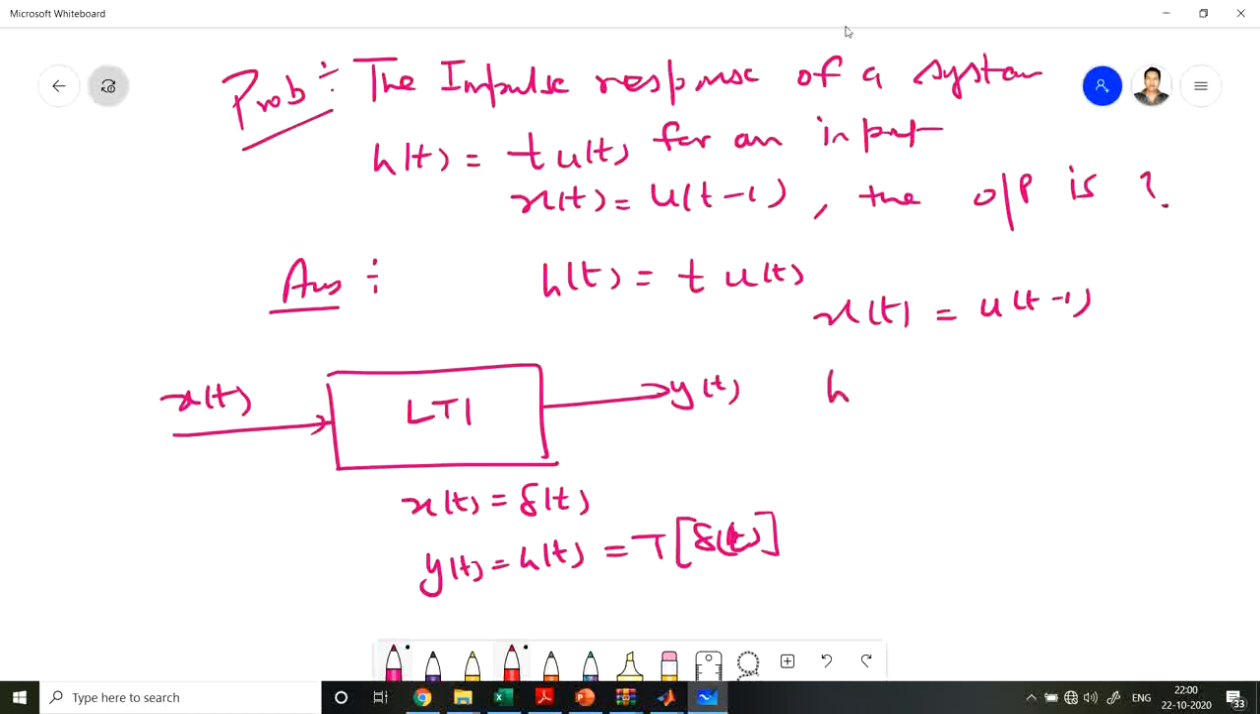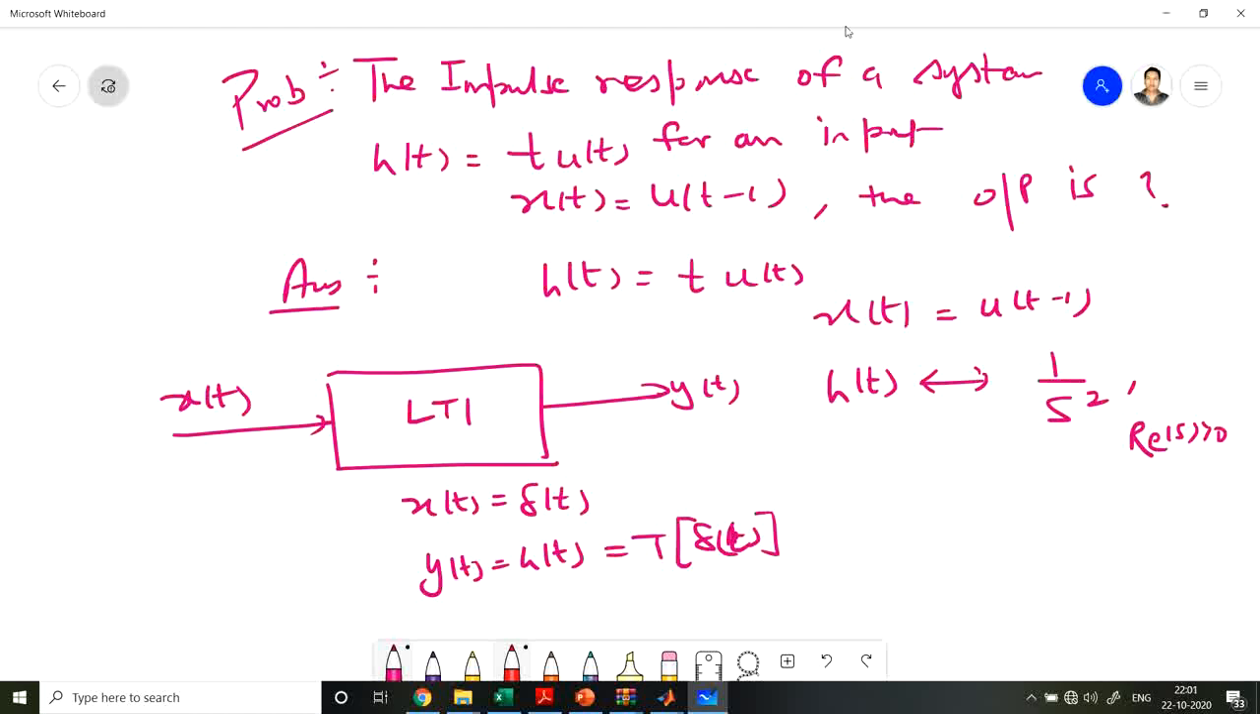Now we can use the Laplace transform and find the solution easily. First find the Laplace transform of h(t). The Laplace transform of h(t) is nothing but 1 divided by s square, and the ROC is real part of s greater than 0.